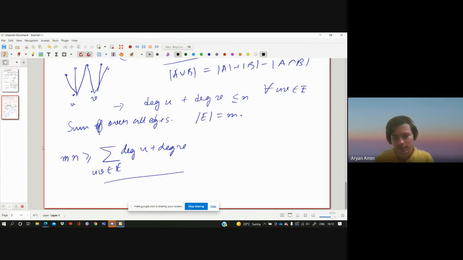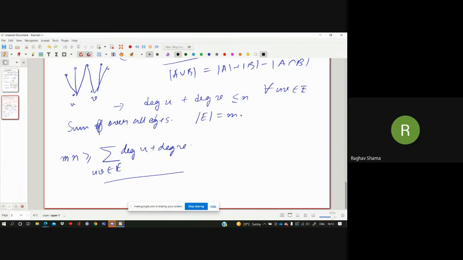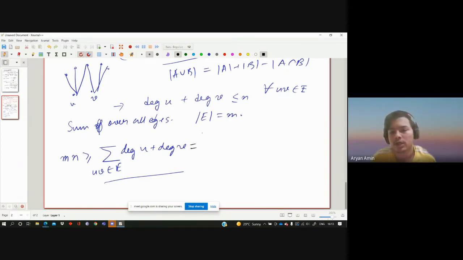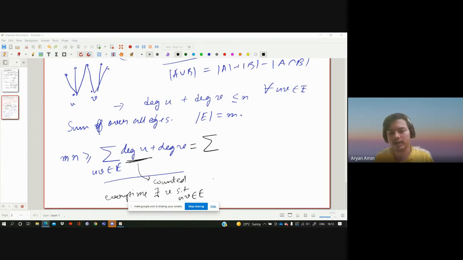Think about this. In this expression, how many times does degree u get counted? Degree u gets counted every time there's some v such that uv is an edge. So there are degree u such v. In other words, the degree u term in here gets counted degree u times. So these two summations are basically equal.